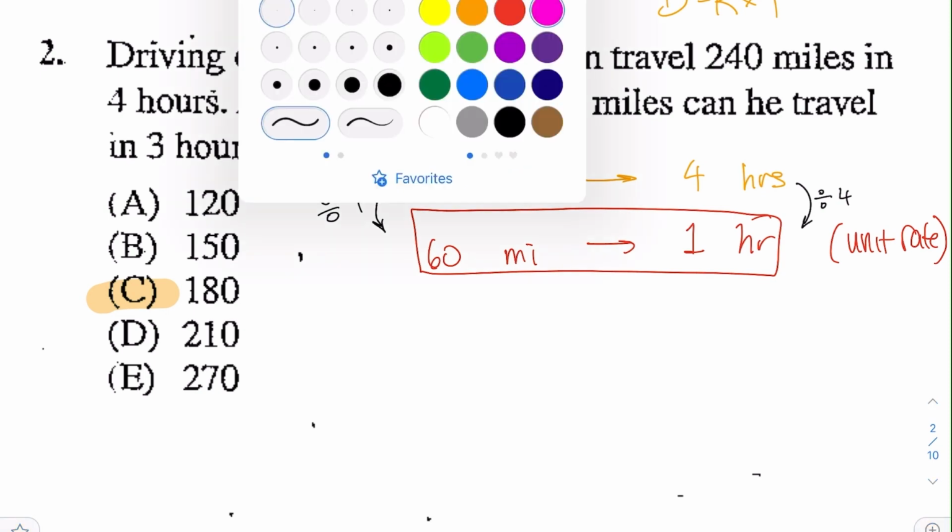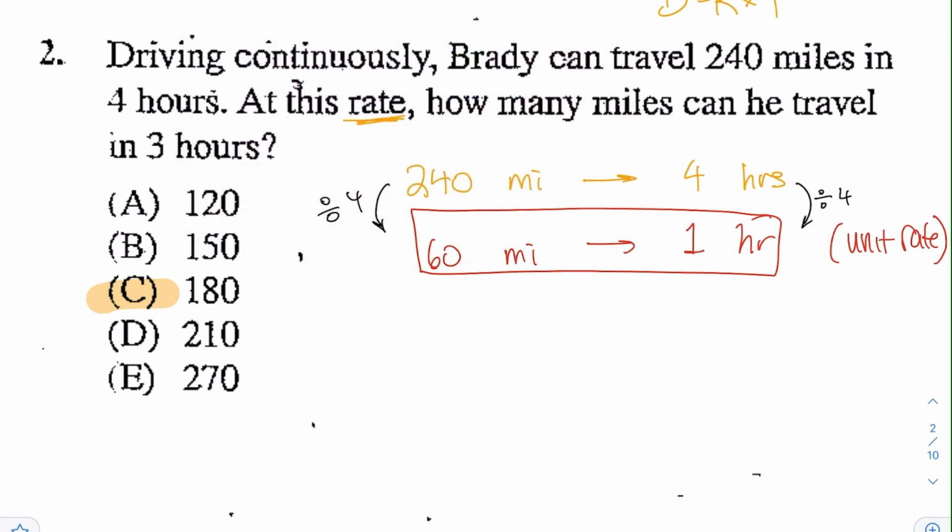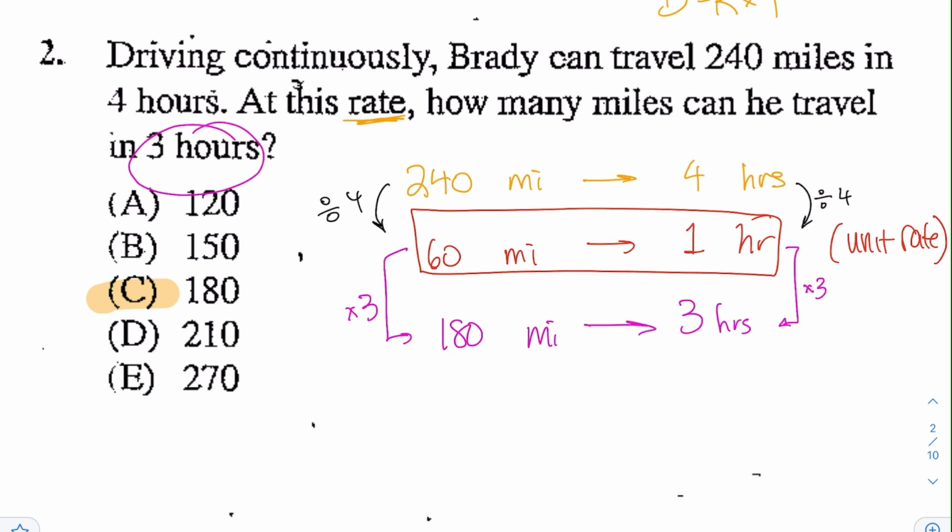Now once you have the unit rate, you can go forward to any time. Specifically, we want the distance for 3 hours. So you go 1 times 3 to get 3 hours. You also have to do that to the left. If you times 3, you'll have 180 miles, which will be 3 hours. So each hour you drive 60 miles. In 3 hours, you'll drive 180 miles, which is choice C.